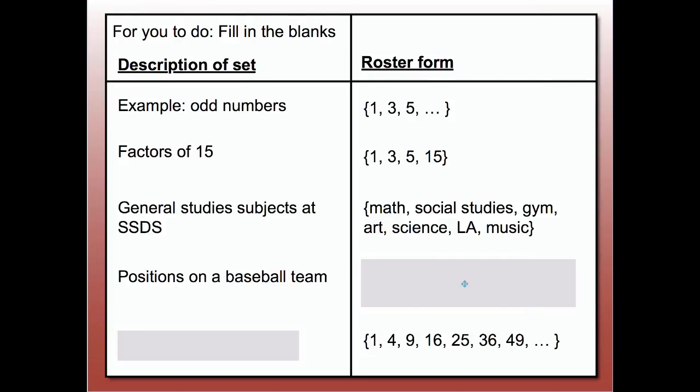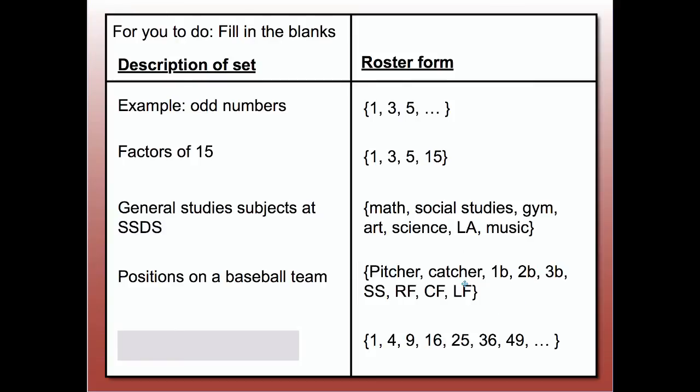Positions on a baseball team. You might have written something like this: pitcher, catcher, first base, second base, third base, shortstop, right field, center field, left field. You didn't have to write them in that order. Any order is okay. And then this final one is the set of perfect square numbers: 2 squared, 3 squared, 4 squared, etc.